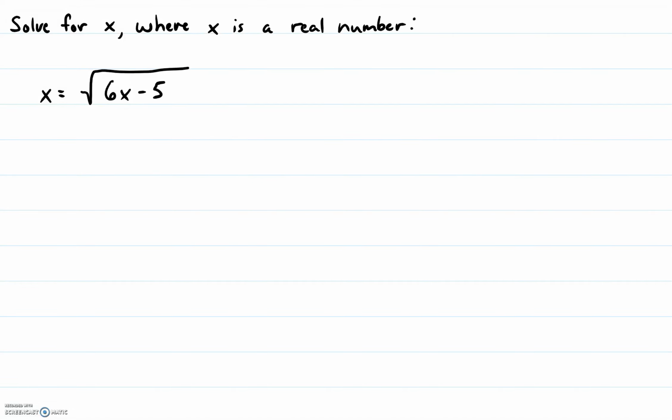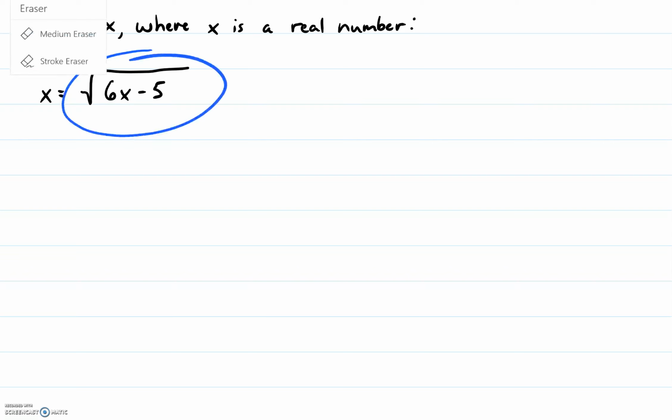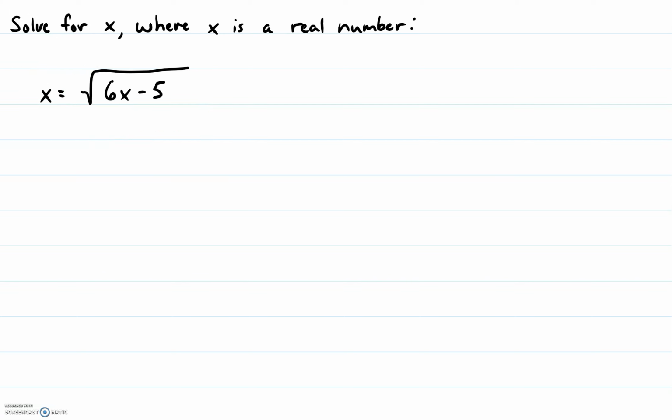In this video, we're going to solve the radical equation x is equal to the square root of 6x minus 5, and we want to solve for x values where x is a real number. So the first thing you want to do when you're dealing with a radical equation is isolate the term with the square root. Well, it just so happens that the term with the square root is already isolated for this problem, so we don't have to do any work there.